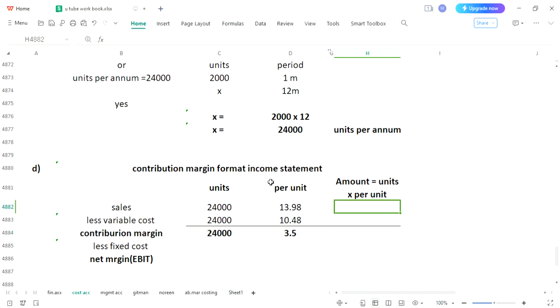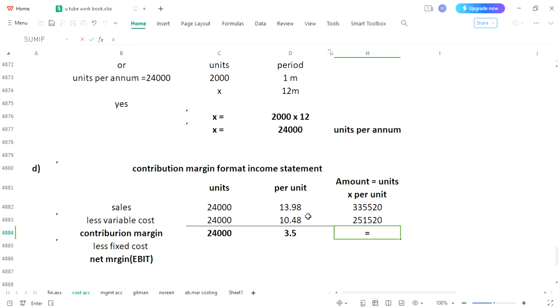Here we will calculate the total amount, which will be a product of units and per unit. Now it's a simple thing: 24,000 units multiplied by the per unit sale price of 13.98. We have got the total amount of sales. Now the total amount of variable cost, again units multiplied by per unit variable cost. 24,000 were the number of units and 10.48 was your per unit variable cost. After that you can calculate your contribution margin, which is the difference between sales and variable cost. So you will subtract your variable cost from sales.